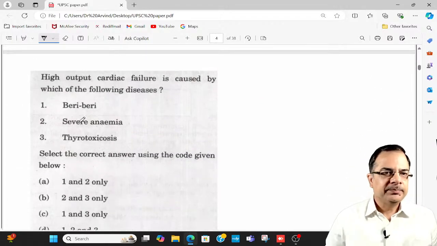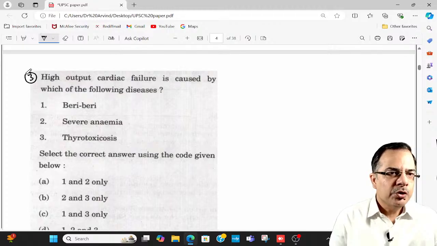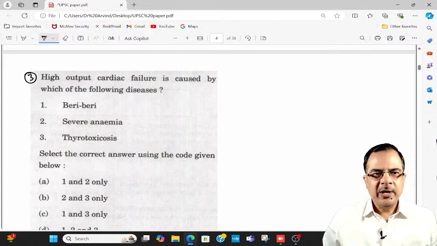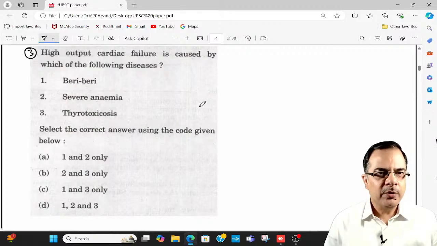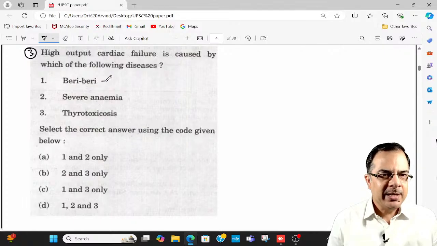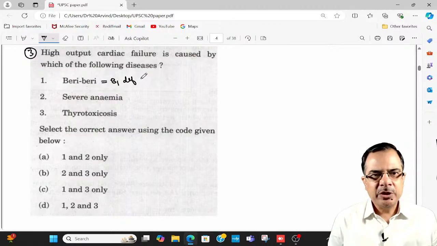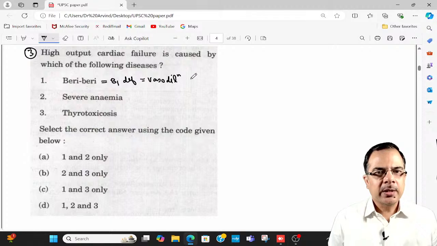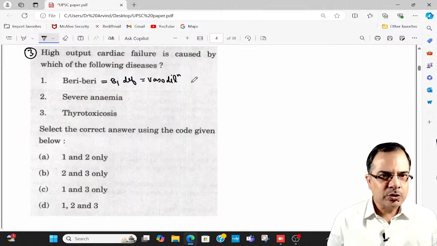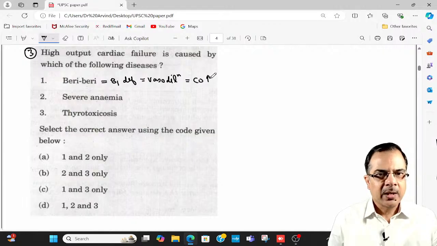Question number three. Question 3 is, high cardiac output failure is caused by which of the following conditions? High output cardiac failure is due to beriberi. Beriberi is vitamin B1 deficiency, and B1 deficiency causes vasodilatation due to lack of inhibition of nitric oxide, and vasodilatation means cardiac output will increase.